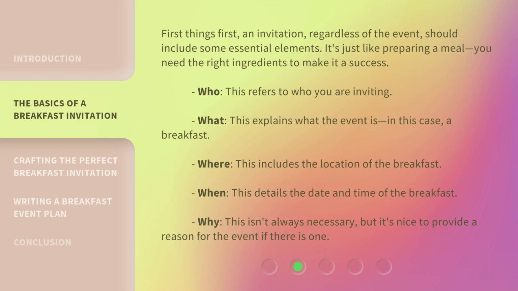Who? This refers to who you are inviting. What? This explains what the event is, in this case, a breakfast. Where? This includes the location of the breakfast. When? This details the date and time of the breakfast. Why? This isn't always necessary, but it's nice to provide a reason for the event if there is one.